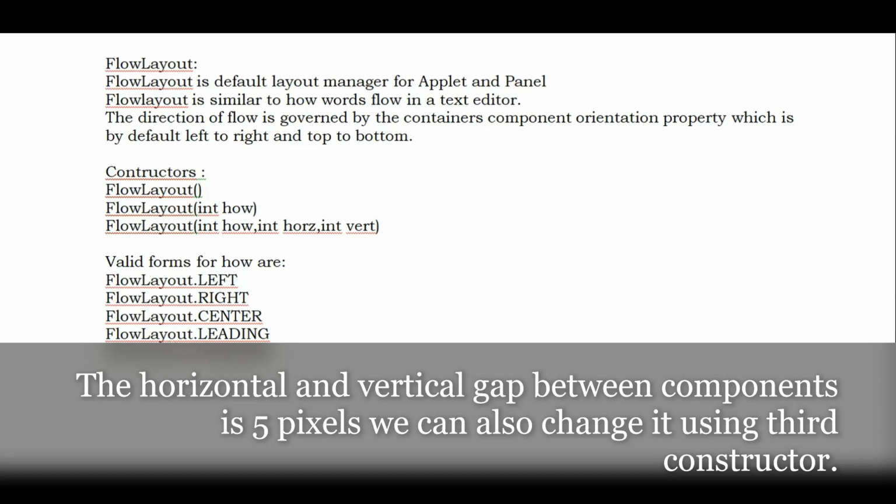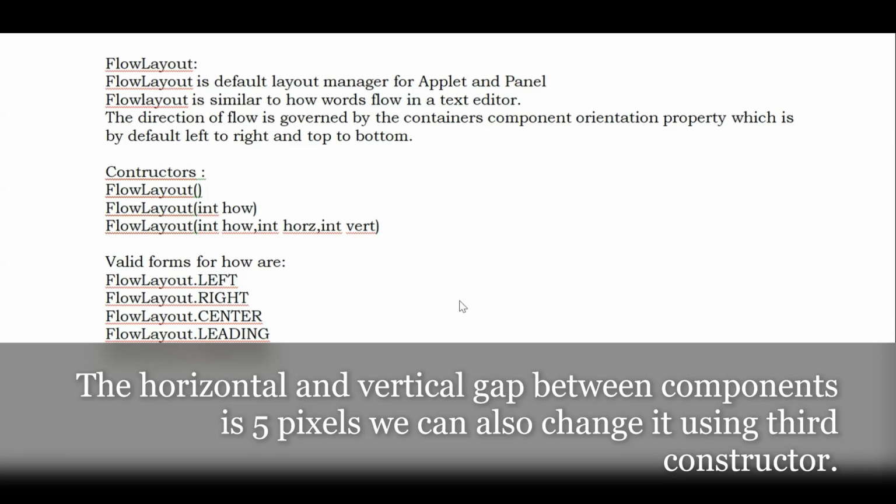Of FlowLayout.TRAILING. This value indicates that each row of the components should be justified to the trailing edge of the container's orientation. For example, if the container's orientation is left to right, then trailing will be right. Okay, so these are the five valid alignment properties.